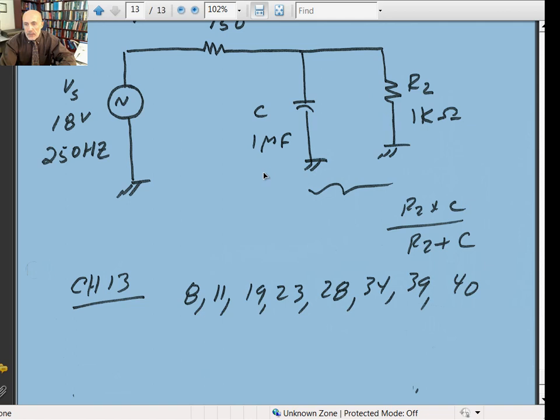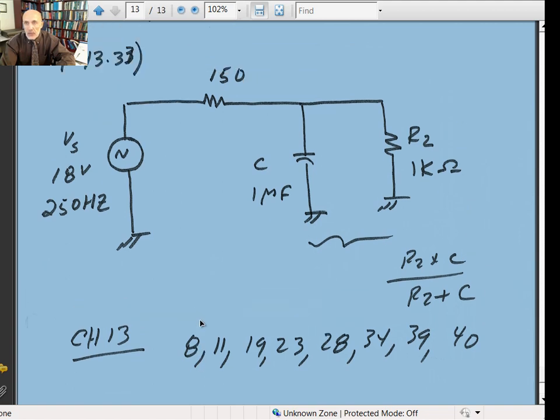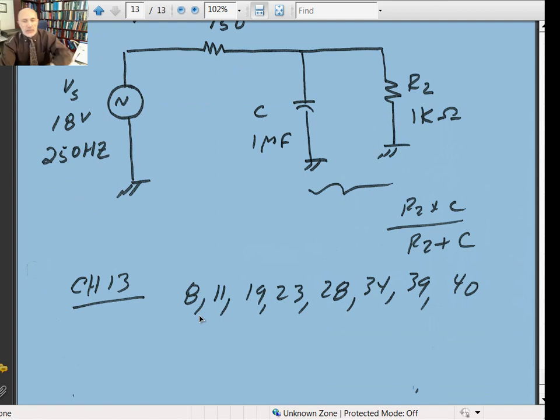All right, that's pretty much everything in that chapter. We've got a set of problems to look at in chapter 13: problems 8, 11, 19, 23, 28, 34, 39, and 40. And we'll stop here. Next time we'll look at those problems, and we'll look at problem 33 also. All right.